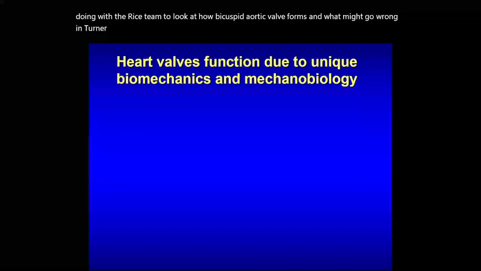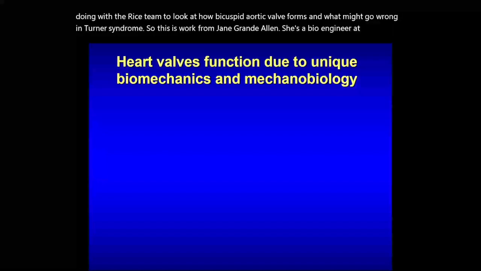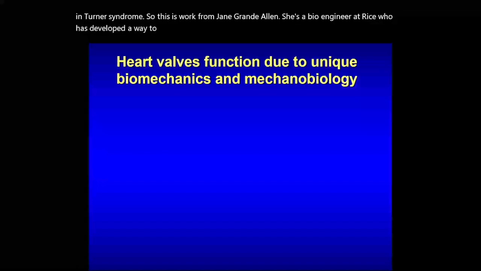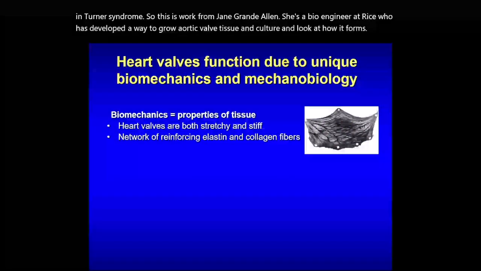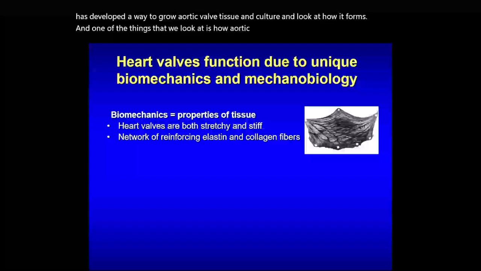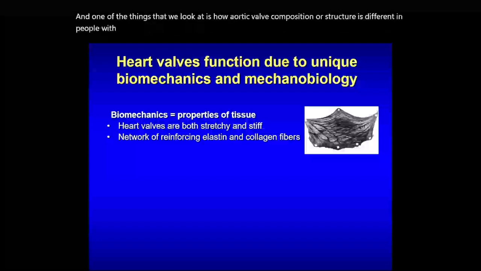So this is work from Jane Granda Allen. She's a bioengineer at Rice who has developed a way to grow aortic valve tissue in culture and look at how it forms. And one of the things that we look at is how aortic valve composition or structure is different in people with Turner syndrome, how that causes a bicuspid aortic valve, and why that makes the valve wear out.